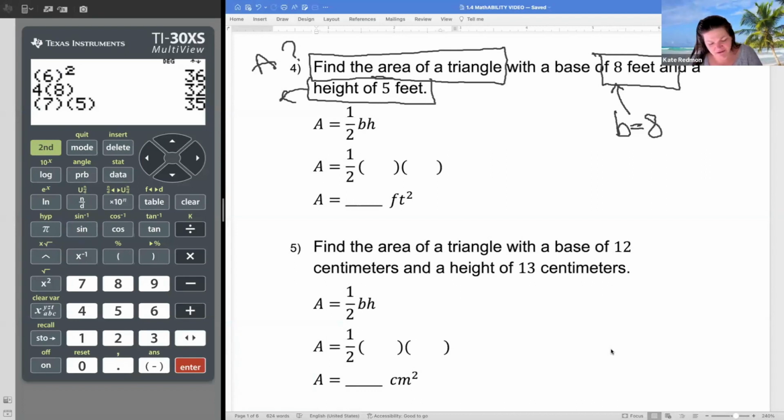My H is equal to 5. All right, let's go ahead and plug into the area of a triangle formula. So once again, they gave you the formula. That's that first line. A is equal to 1/2 BH. Let's think about what that means.